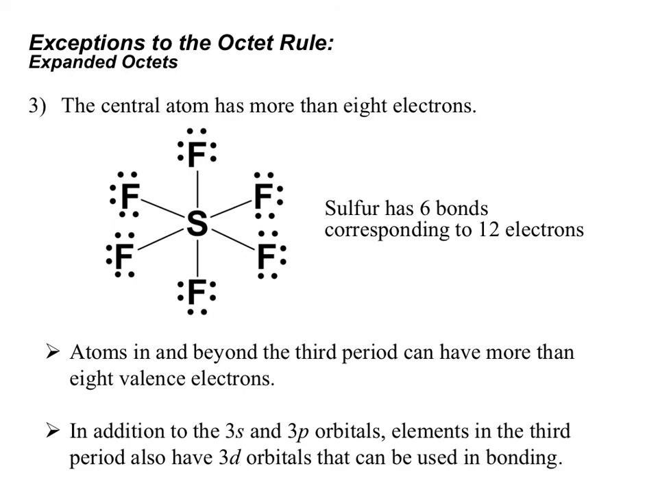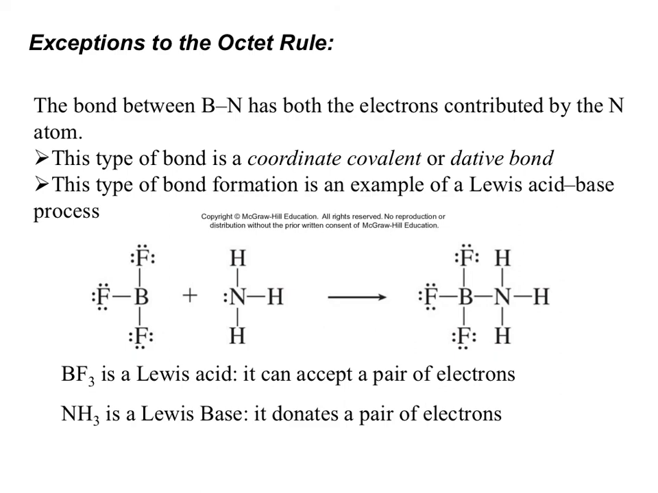And 3, the central atom has more than 8 electrons. So for example, this sulfur hexafluoride has 6 bonds to sulfur corresponding to 12 electrons. Therefore, this sulfur has 12 instead of the 8. Atoms in and beyond the 3rd period can have more than 8 valence electrons. In addition to 3s and 3p orbitals, elements in the 3rd period also have the 3d orbitals that can be used in bonding.